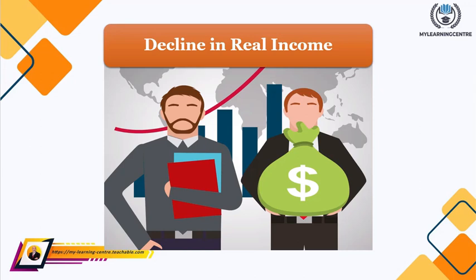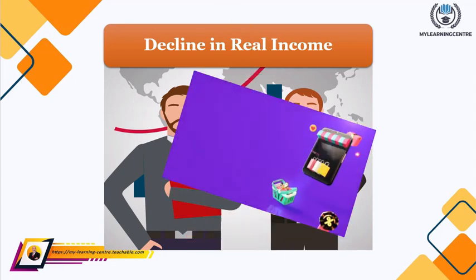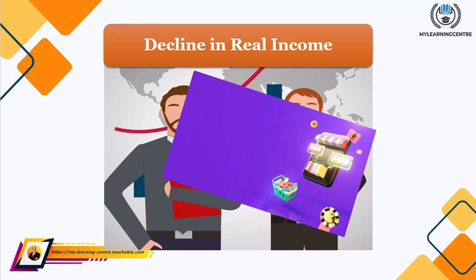So what can be done? There are several measures that can be taken to help mitigate the effects of a decline in real income during a recession. The government can provide financial assistance to those in need, such as unemployment benefits or tax breaks. Additionally, businesses can offer incentives to their employees, such as bonuses or raises. And finally, individuals can look for ways to save money, such as cutting back on non-essential spending or taking advantage of discounts and deals.